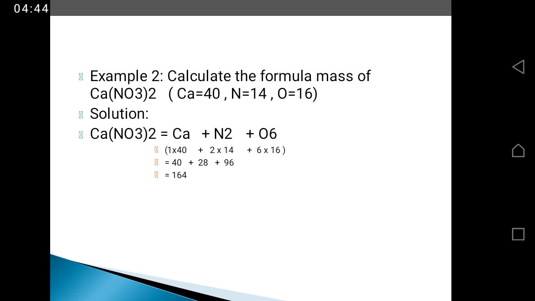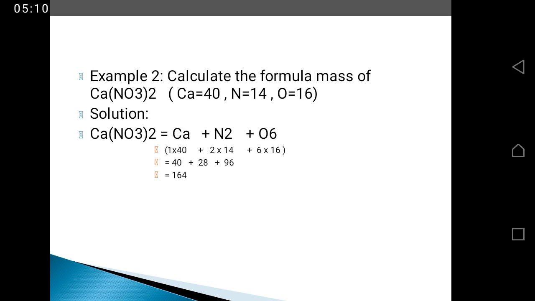Now nitrogen is being affected by the 2 outside the bracket, or outside the parentheses. So invisible 1 for nitrogen times these 2, that will make it 2. So we have 2 atoms of nitrogen. For oxygen, we have 3 atoms of oxygen inside the bracket, then times the 2 outside, that will make it 6 atoms of oxygen.